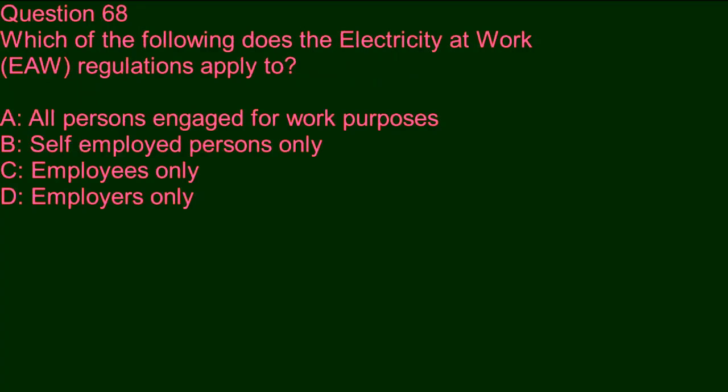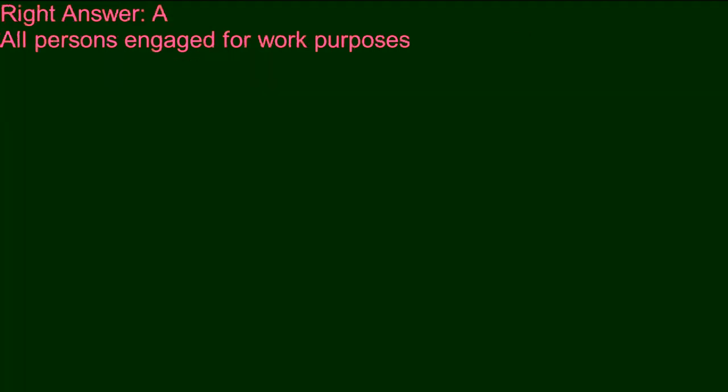Question 68. Which of the following does the Electricity at Work, EAW, regulations apply to? A. All persons engaged for work purposes. B. Self-employed persons only. C. Employees only. D. Employers only. Right answer, A. All persons engaged for work purposes.